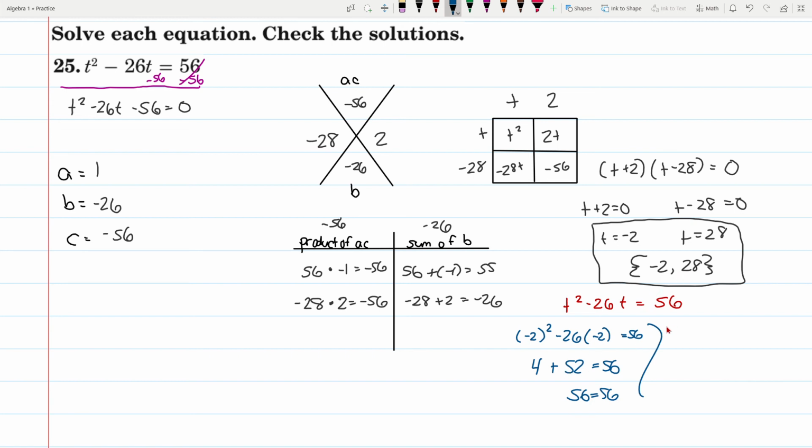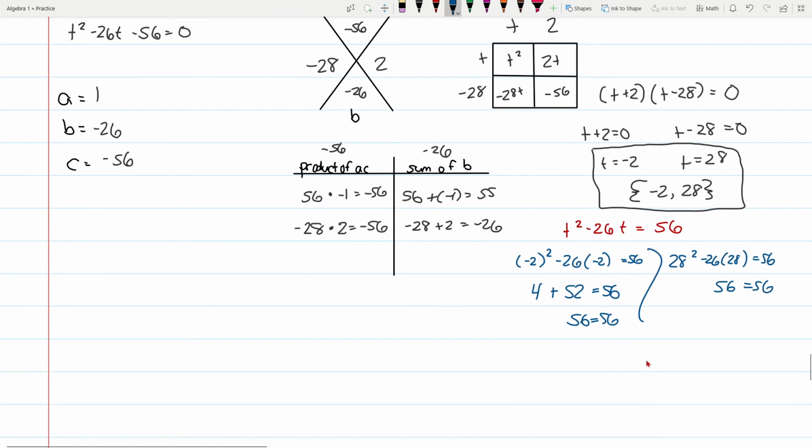You put in the 28, and so you'd end up with 28 squared minus 26 times 28, and that's going to equal 56. And I'm just going to trust that we're right on this one and say 56 equals 56. All right, sound good? Let's get to the last question, 27.